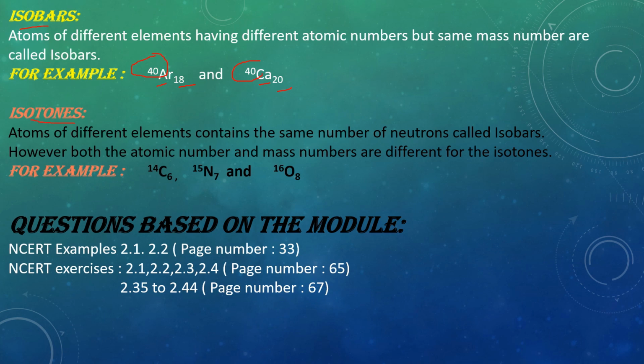Isotones are the atoms of different elements contain same number of neutrons. Their atomic number is different, their mass number is different, only similarity is the number of neutrons. For example, 14C6, 15N7 and 16O8. Here the atomic number is different, 6, 7 and 8. Elements are different, carbon, nitrogen and oxygen. Their masses are also different, 14, 15 and 16. But they all have similar neutrons. That is, the number of neutrons is 8 in all.